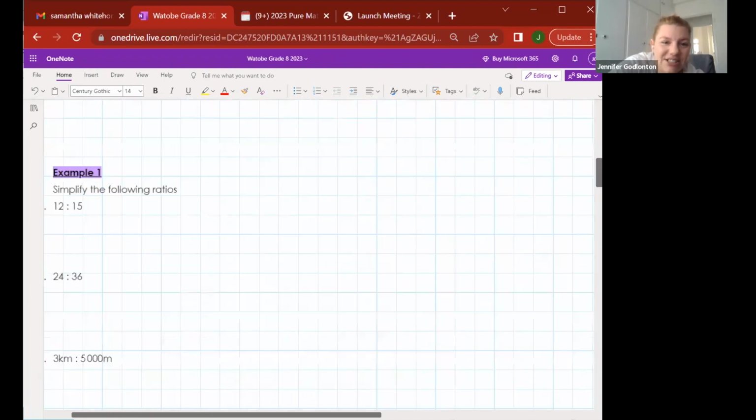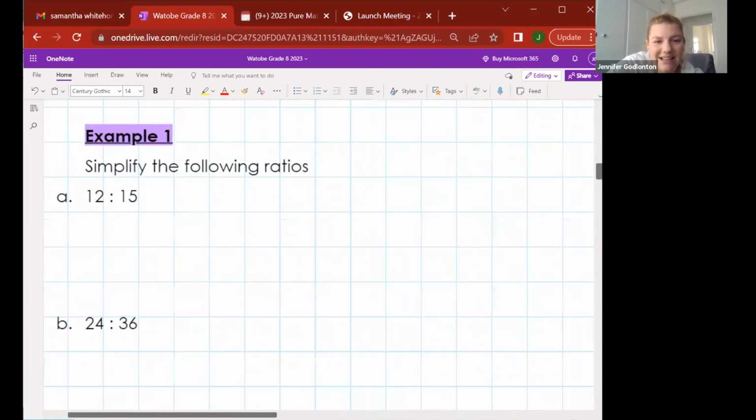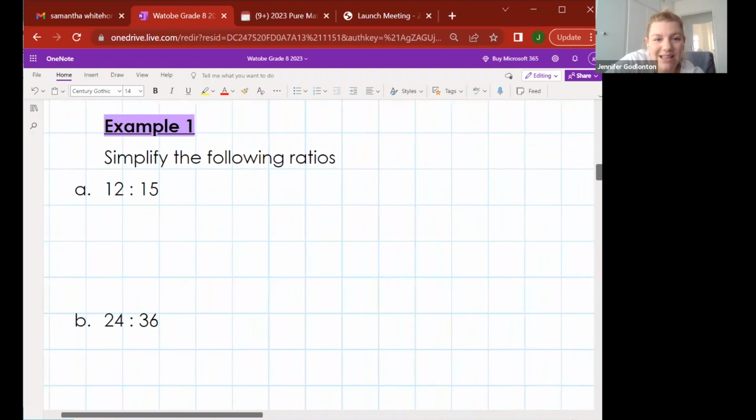Okay, let's jump right in. We're going to start with something nice and easy where we have to simplify the ratio. So basically think of it as like a fraction that you have to try and simplify to its simplest form. And I want you to try and simplify these two ratios.